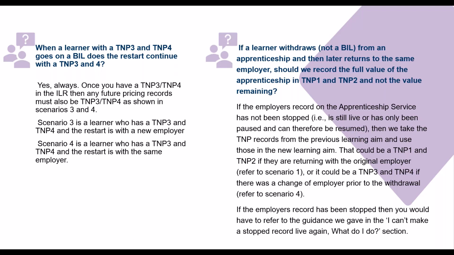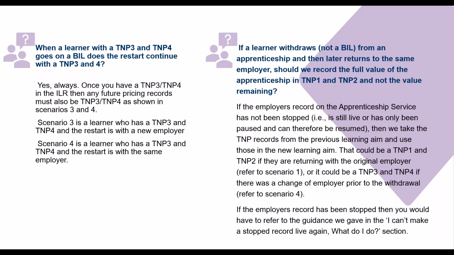Next, moving on to the next one. If a learner withdraws, not a break in learning, from an apprenticeship, and then later returns to the same employer, should we record the full value of the apprenticeship in TNP 1 and 2 and not the value remaining? If the employer's record on the Apprenticeship Service has not been stopped, i.e. is still live, or has only been paused and can therefore be resumed, then we can take the TNP records from the previous learning aim and use those in the new learning aim.